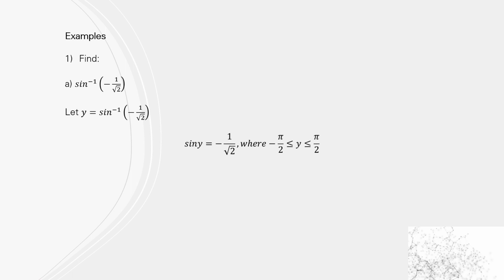Move the sine across. So sin y is equal to −1/√2. And then we're going to use All Stations To Central, knowing that our restriction is from −π/2 to π/2. So where is sine negative between −π/2 and π/2? We know that it's negative in the fourth quadrant. So that's when y equals −π/4.